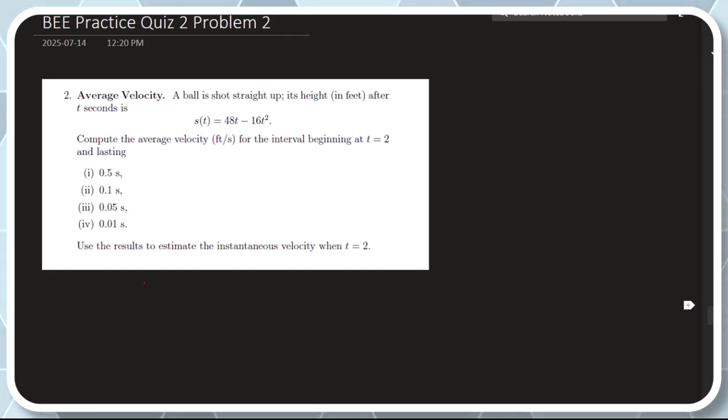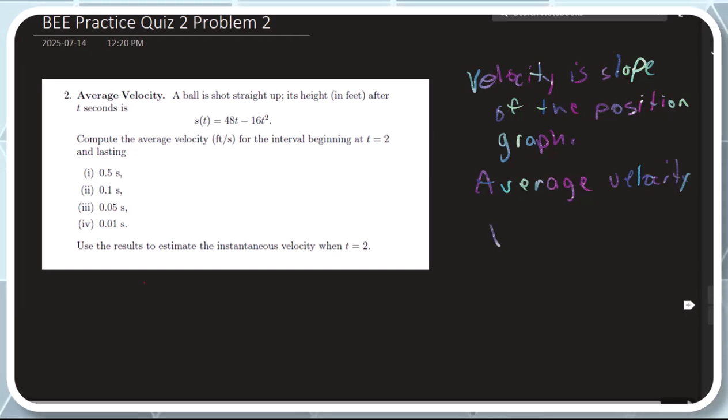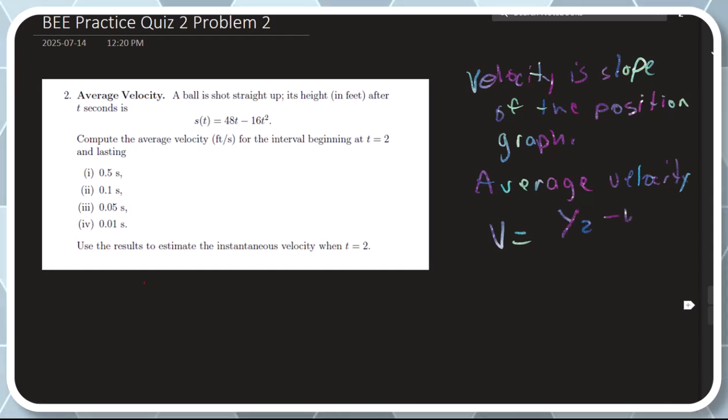So we are saying we want to know, velocity is the slope of the position graph, and average velocity V is position 2 minus position 1 over time 2 minus time 1. So the change in position over time.